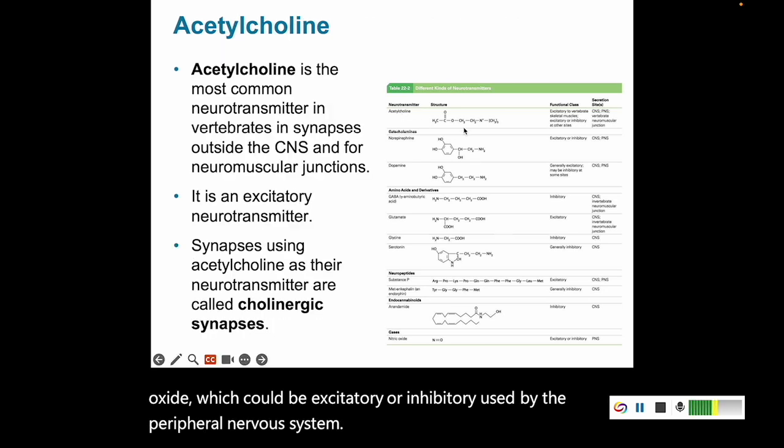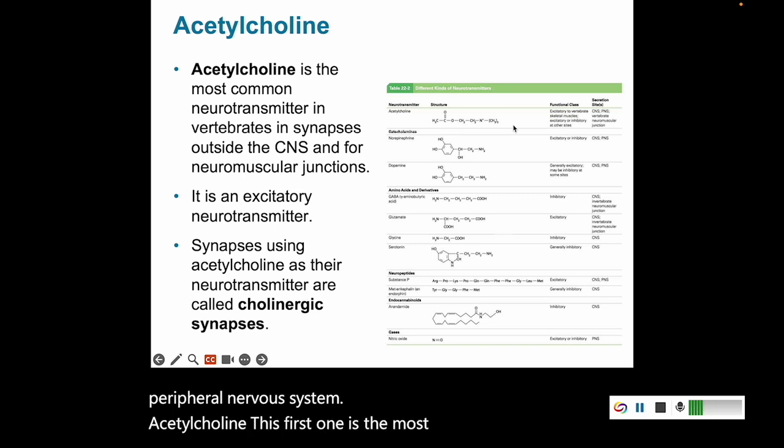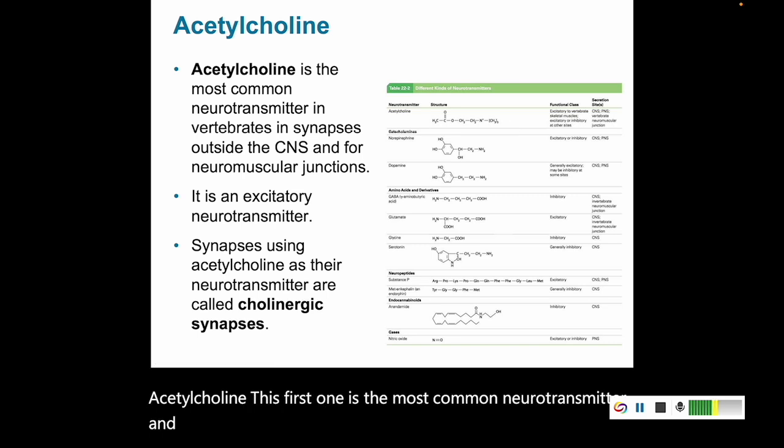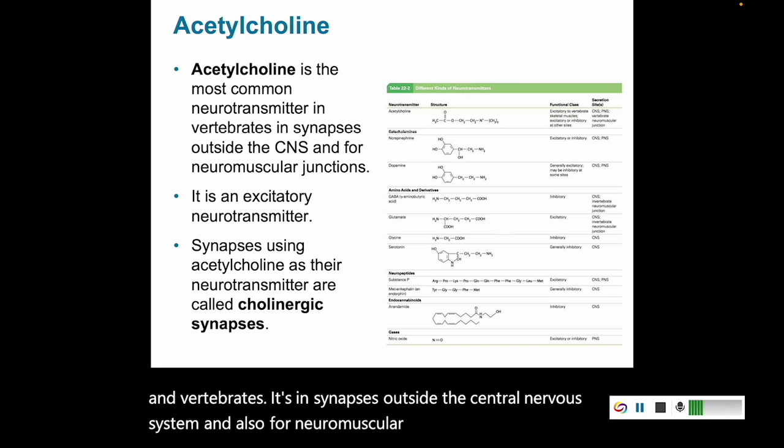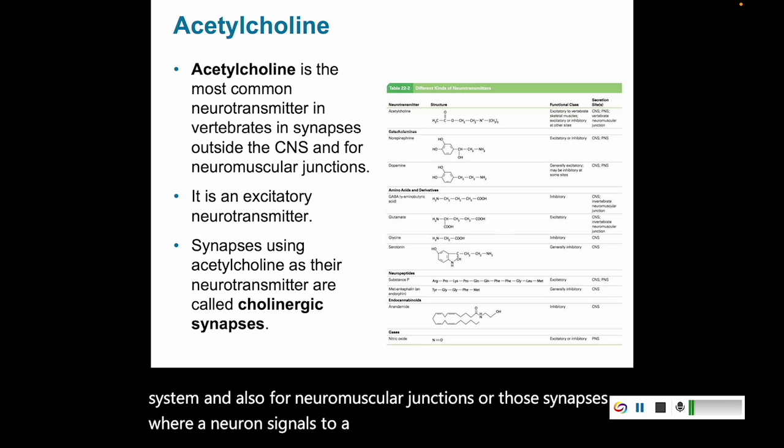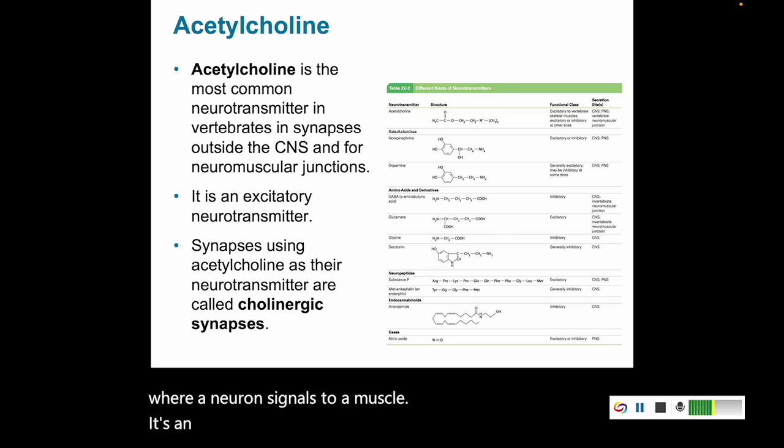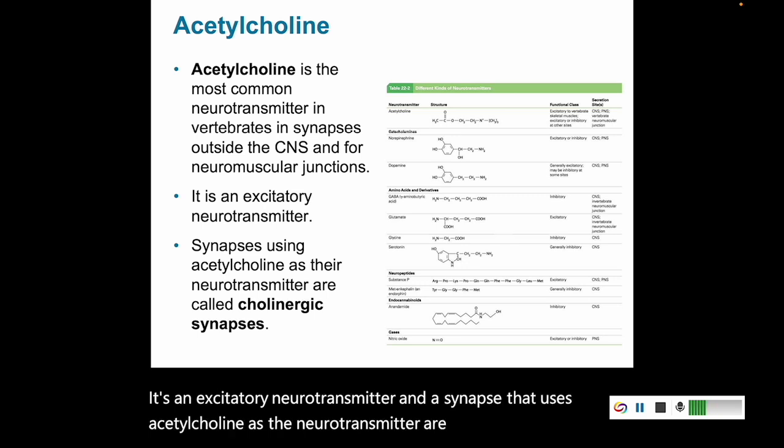Acetylcholine, this first one, is the most common neurotransmitter in vertebrates. It's in synapses outside the central nervous system, and also for neuromuscular junctions, or those synapses where a neuron signals to a muscle. It's an excitatory neurotransmitter, and synapses that use acetylcholine as the neurotransmitter are called cholinergic synapses.